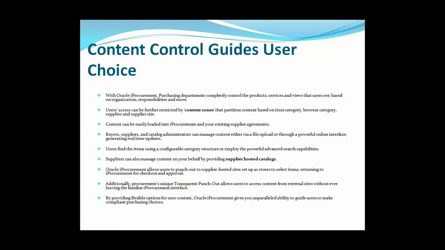And then the access to the item can be further restricted by a concept called content zone. This content zone can be used to partition the contents based on the item category, browse category, supplier, and supplier site. Then the iProc catalogs can be easily updated by the suppliers, by the buyer, or by the catalog administrator. And it is very easy to administer the catalog of this iProc.